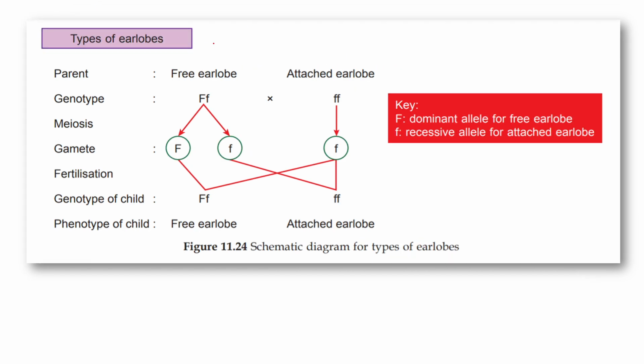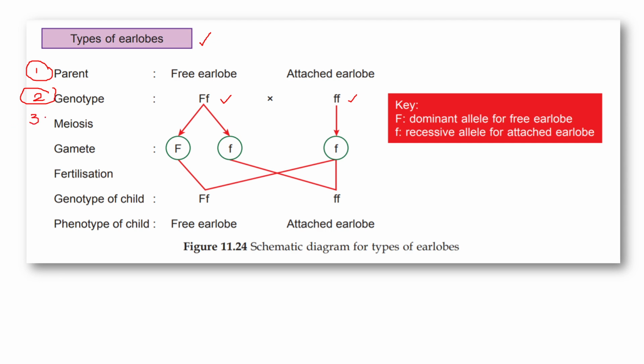The second characteristic is the types of earlobe. Let's recall: free earlobe is characterized by the dominant allele, but attached earlobe is characterized by the recessive allele, small letter. The first step is to write down the phenotype, free earlobe versus attached earlobe. Second is to show the letters, that means the genotype. This is heterozygous and this is homozygous recessive.